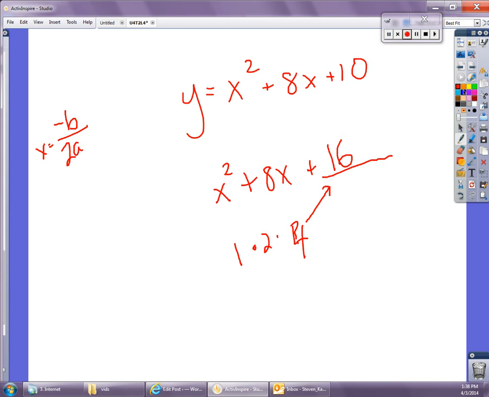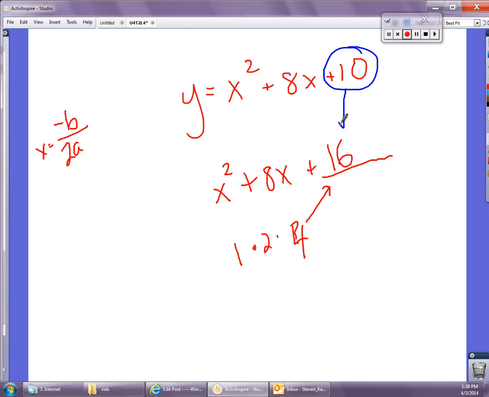But it's not positive 16. It's positive 10. So what I have to do to create that to be positive 16 is I'm going to add 6. But we have to remember that we added 6 because you don't want to change the actual graph. We want to keep it to mean the same thing. We just want to complete the square.